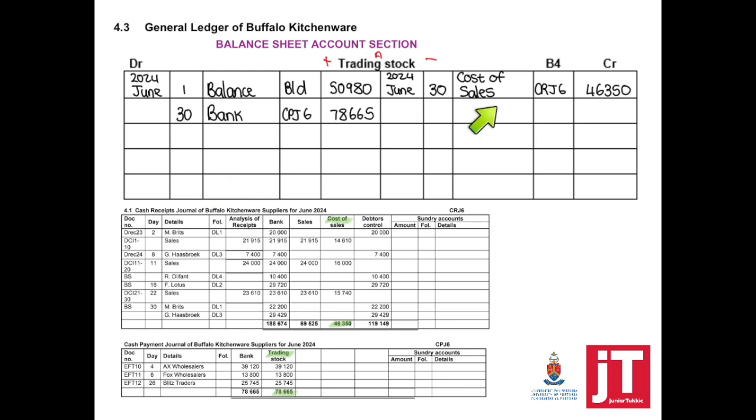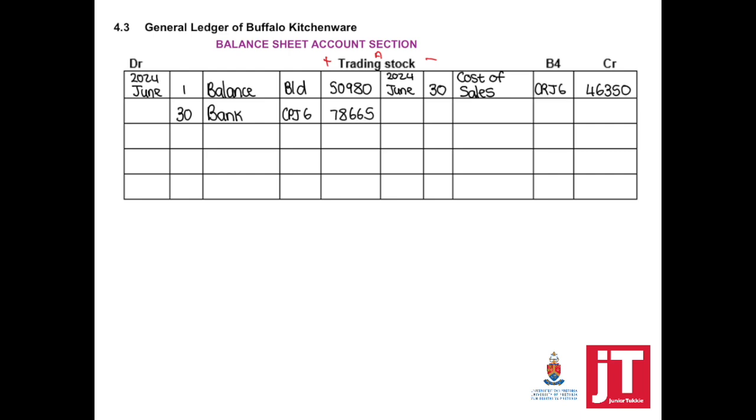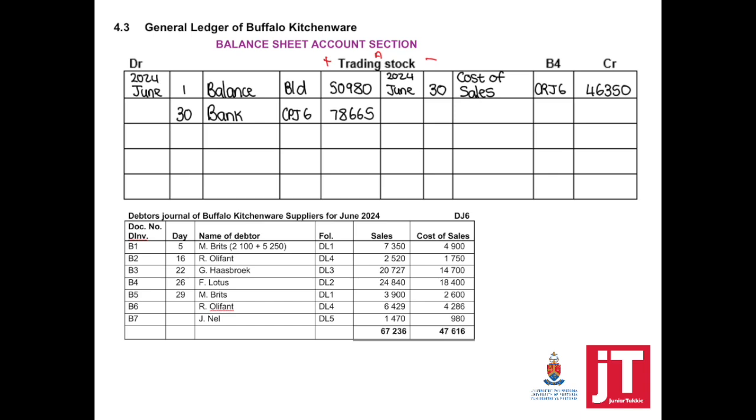Please do not confuse this. From the cash payment journal, it's bank. From the cash receipts journal, it's cost of sales. Only when we're selling goods, then we use cost of sales. From the debtors journal, it means that goods were sold on credit. Cost of sales is going to be debited, account credited, the trading stock account. And this is because our trading stock is going to decrease because we sold goods on credit.